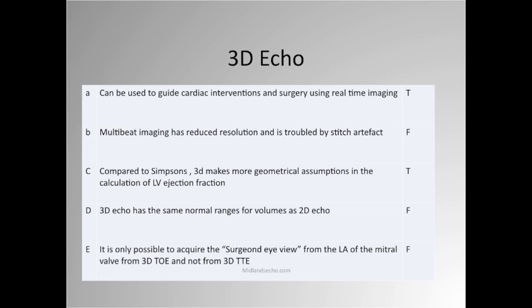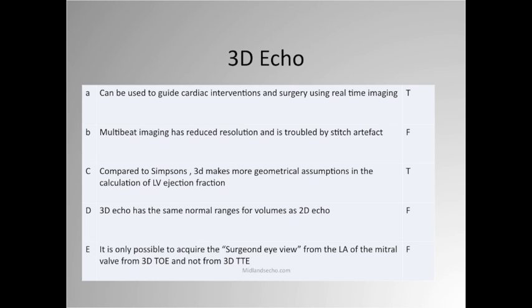Multi-beat imaging has reduced resolution and is troubled by stitch artifact. Multi-beat imaging means you acquire a fraction of the image each heartbeat and then join them together. So by acquiring a smaller volume each heartbeat, you get better resolution, but it is troubled by stitch artifact, which is what comes from joining the different bits together. So that's false overall because it does not have reduced resolution.